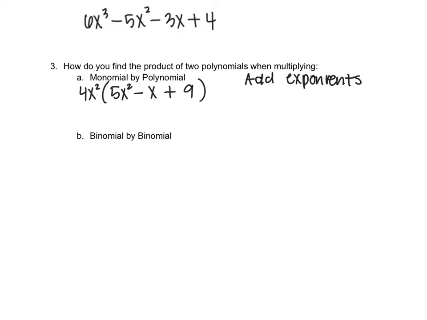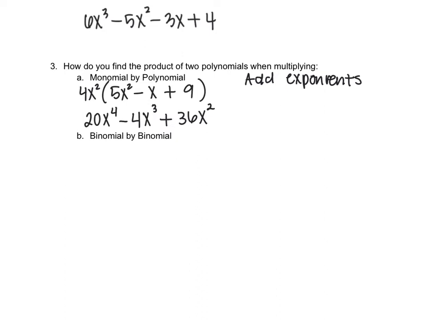So 4x squared times 5x squared. 4 times 5 is 20, and then x squared times x squared is x to the 4th. And then 4x squared times negative x, so it's 4 times negative 1, which is negative 4. And then x squared times x is x cubed. And then 4x squared times 9. 9 times 4 is 36. And there's nothing for the x squared to combine with, so it stays x squared.